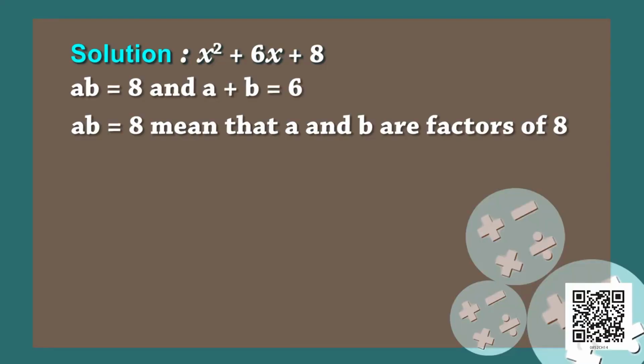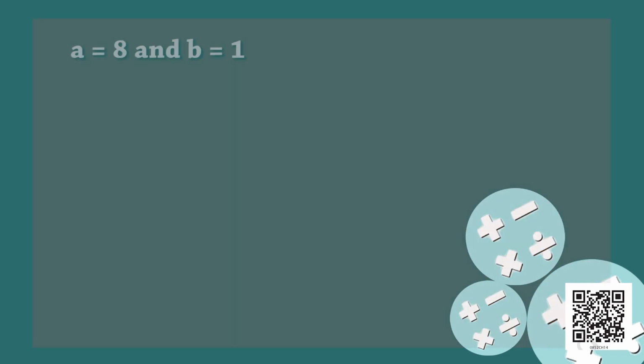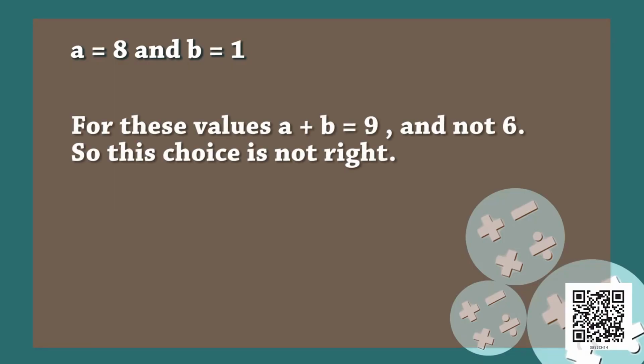Note that a into b is equal to 8 means a and b are factors of 8. Let us try first by taking a is equal to 8 and b is equal to 1. Then clearly 8 into 1 is equal to 8, but a plus b, that is 8 plus 1, is equal to 9, which is not equal to 6. Therefore, this choice is not right.